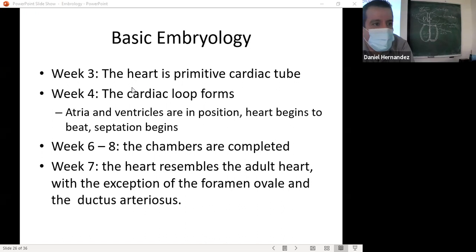So basic embryology, week 3, the heart is a primitive cardiac tube. The cardiac loop forms, the atrium and ventricles are in position, and the heart begins to beat, and septations begin. By week 6 to 8, the chambers are completed. By week 7, the heart resembles an adult heart, with the exceptions of the foramen ovale and the ductus arteriosus.